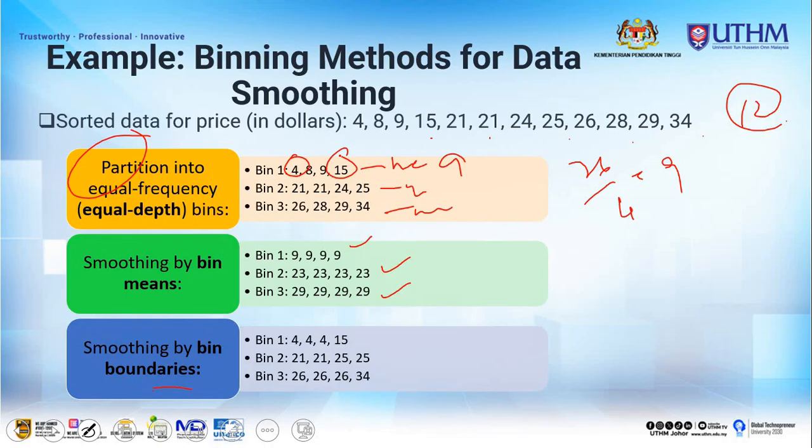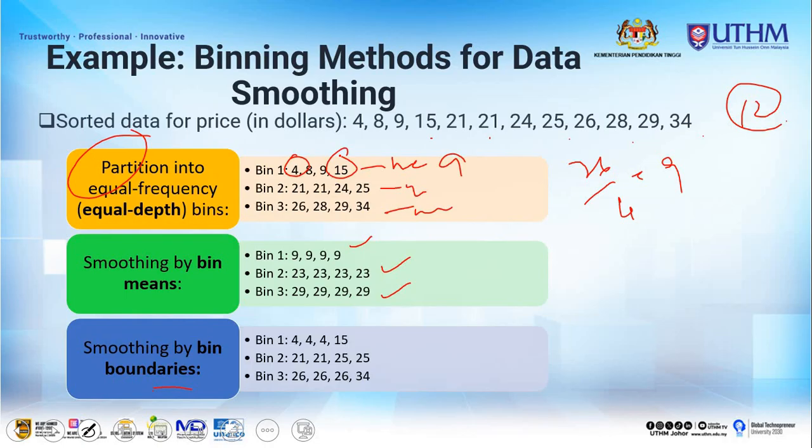For bin 2, they replace with 21 to 25, so they replace 21, 21 and 25, 25. And the last bin we have 26 and 34, so 3 elements become 26 and the last element remains 34. So this is how we do smoothing by bins. Again, these techniques help to reduce the noise and simplify the data for further analysis. So that concludes our sample of binning methods for data smoothing.